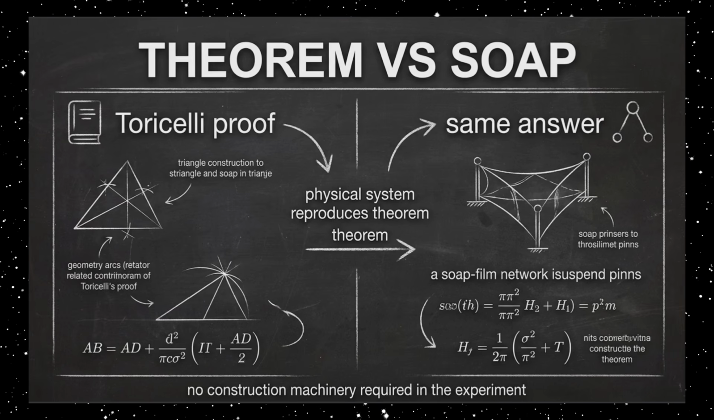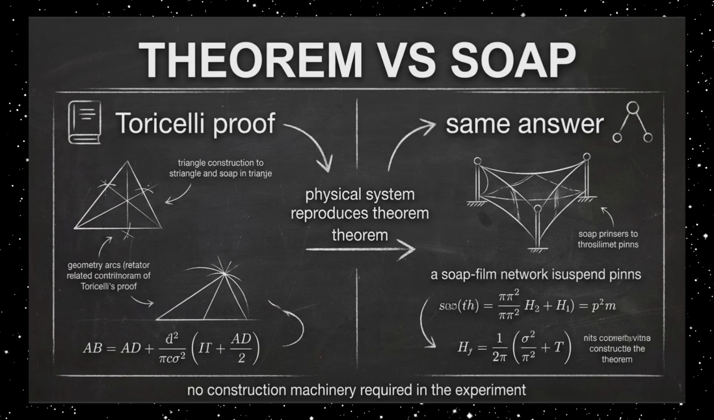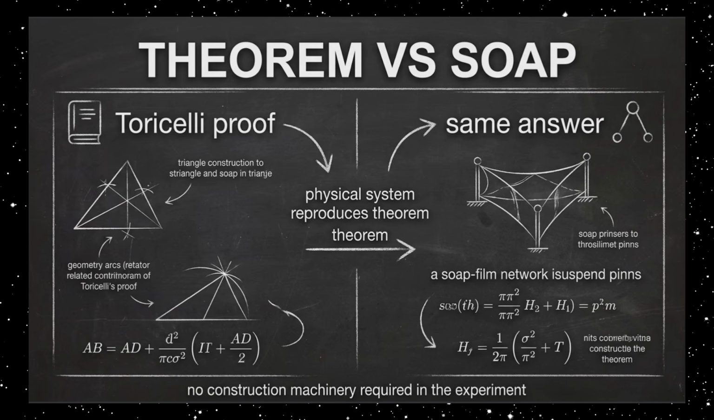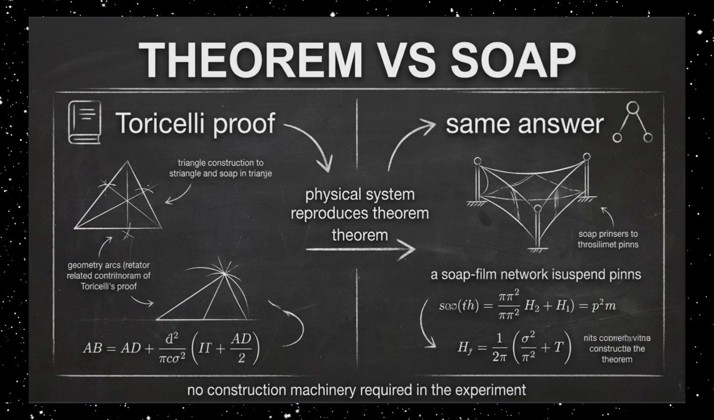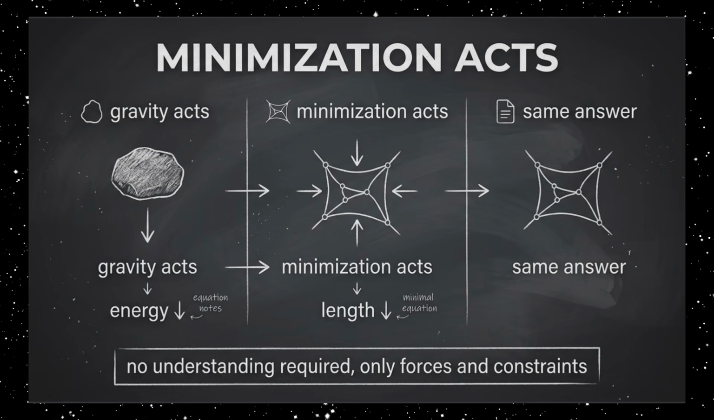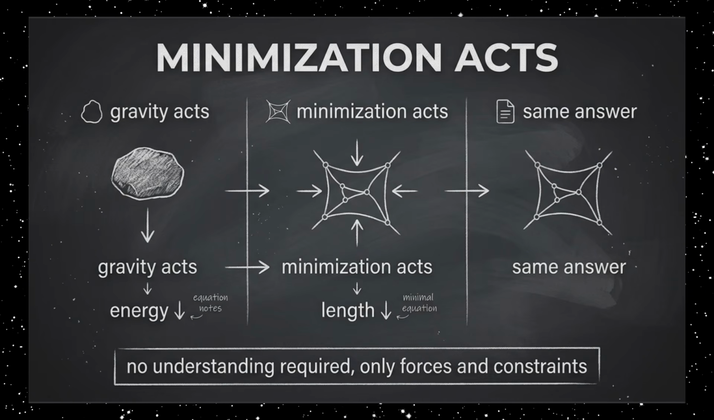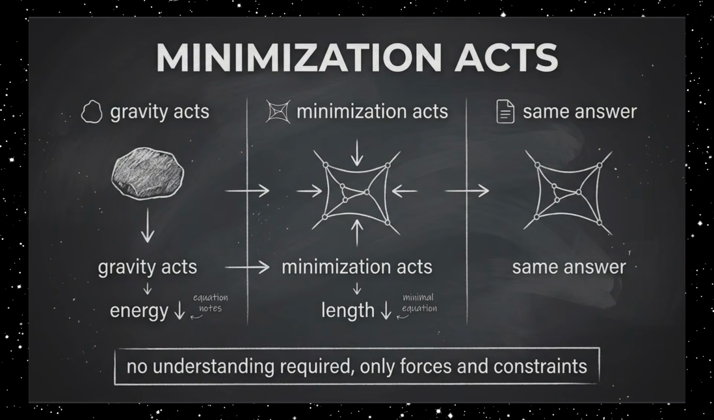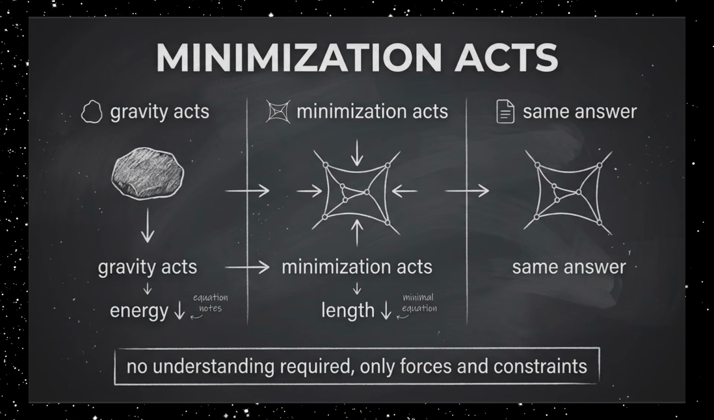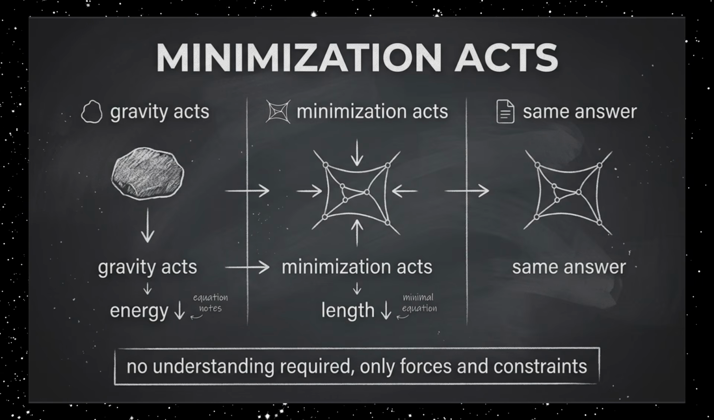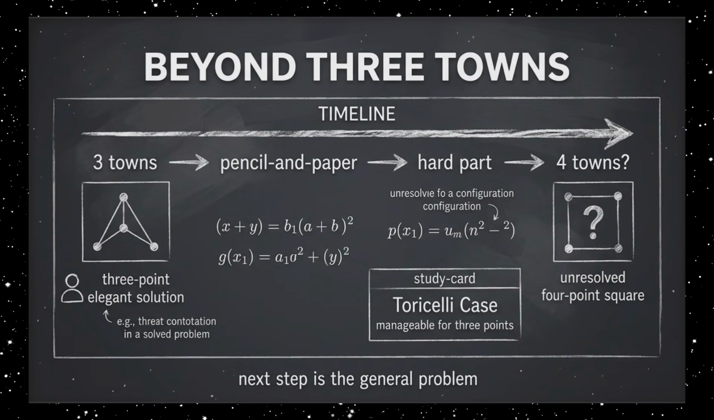You know that behind this simple physical event is a mathematical theorem, a proof by Torricelli, centuries of geometric reasoning. And the soap just does it, without any of that machinery, without any knowledge. It does it the way a stone falls, not because it understands gravity, but because gravity acts on it. The soap film doesn't understand minimization. Minimization acts on it, and the result is the same answer that all that mathematics produced. Let that sink in for a moment, but I'm not done. I haven't even gotten to the hard part yet.